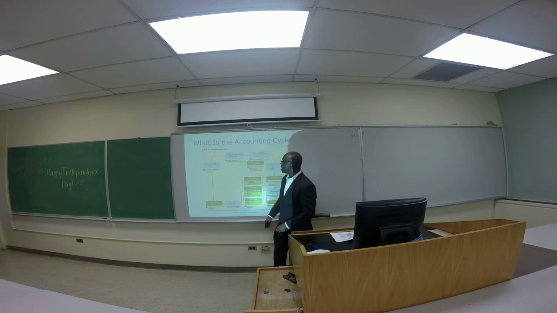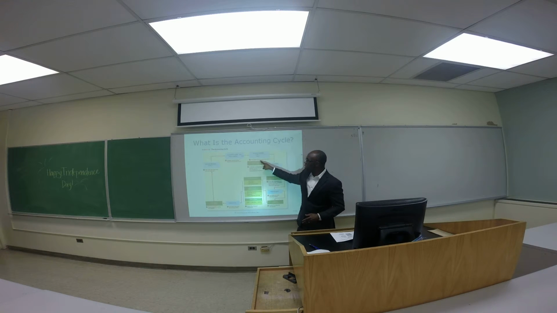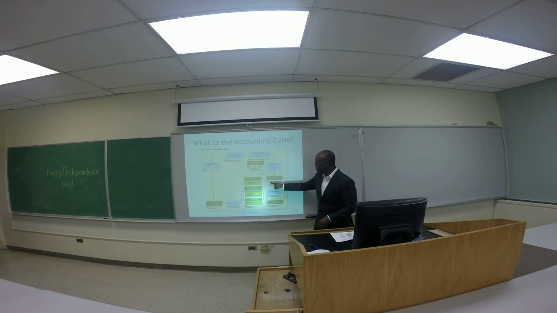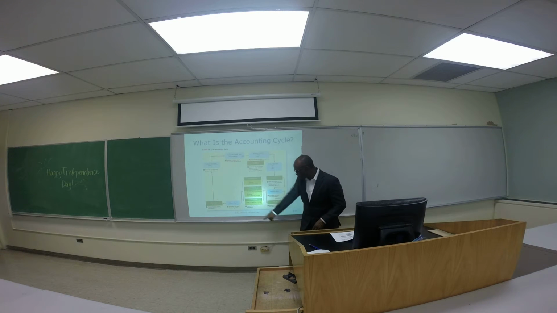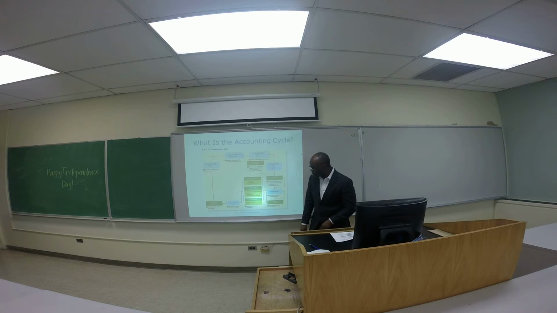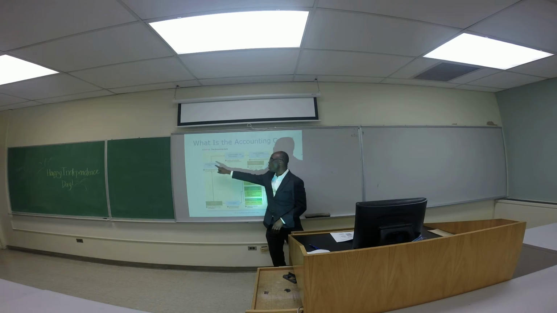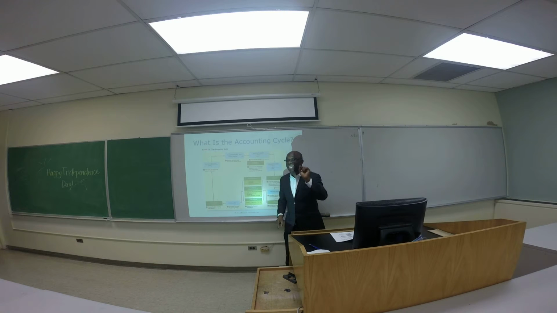Then the second step is we analyze and journalize transactions as they occur. The third one is post entries to the accounts. The fourth, we compute the unadjusted trial balance. The fifth, you enter the unadjusted trial balance in the worksheet and complete the worksheet. Number 6, we journalize and post adjusting entries. Number 7, we prepare the adjusted trial balance. Number 8, we prepare the financial statements. Number 9, we journalize and post the closing entries. And number 10, we prepare the post-closing trial balance. Number 1, we start all over again in the next accounting period.